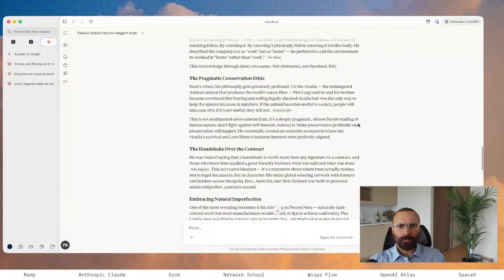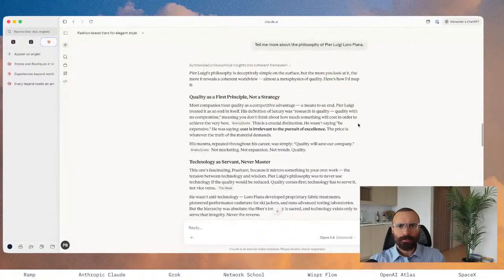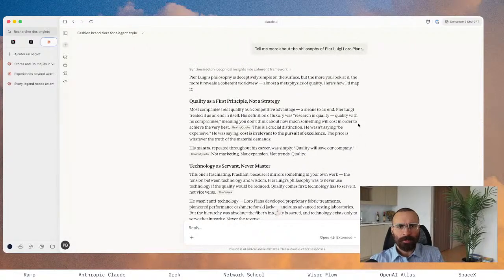Okay, we missed the first point, which is quality as first principle, not a strategy. Most treat quality as a competitive advantage, a means to an end. Pierluigi treated it as an end in itself. His definition of luxury was research in quality. Quality with no compromise, meaning you don't think about how much something will cost in order to achieve the very best. This is a crucial distinction.